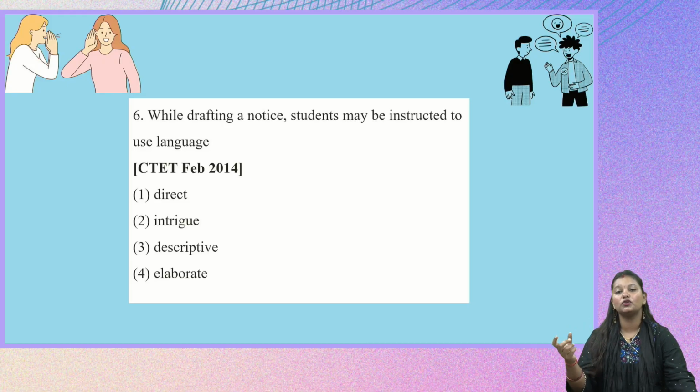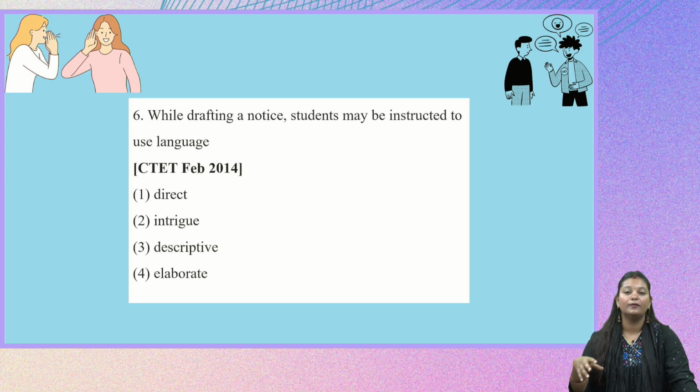When we look at it, we should quickly understand. It should not have a lot of flowery language. It should not be very elaborative. It should not be very descriptive and having a lot of extra information. So the right answer here would be the use of language should be direct. So the students should address directly whatever is the purpose of this notice.